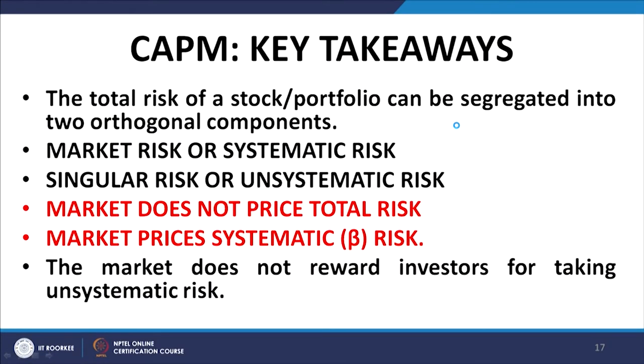So, let us now recap the key takeaways from the CAPM model. The total risk of a stock or portfolio can be segregated into two orthogonal components, market risk or systematic risk, and singular risk or unsystematic risk. Market does not price total risk. I repeat, market does not price total risk. If you take more total risk, you may not necessarily be rewarded by higher expected returns, but if you take higher systematic risk, you would be rewarded by higher expected returns. This is the philosophy of this CAPM model. Market does not reward investors for taking unsystematic risk.